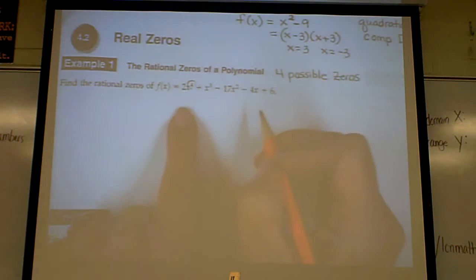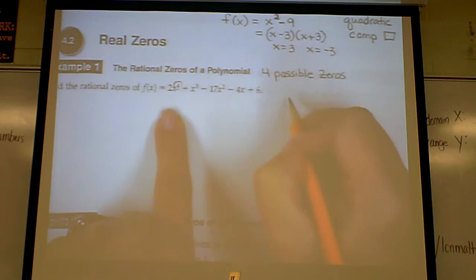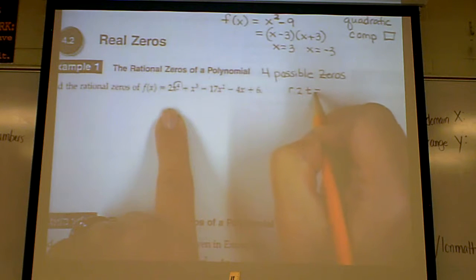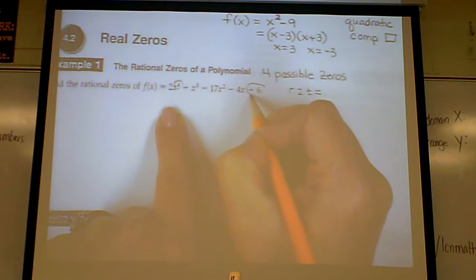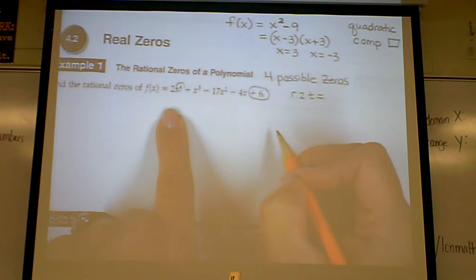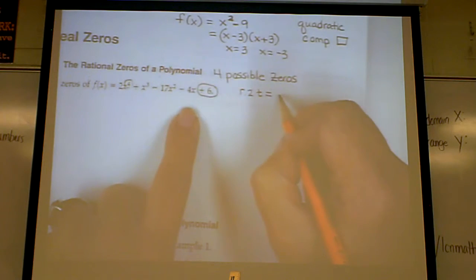Now, how do you find the possible zeros? We use the rational zero test. Now, this is in your notes. What you need to do is take the constant. Everyone should know that this is your constant. I need to know all of the factors of 6. You're going to create a fraction.